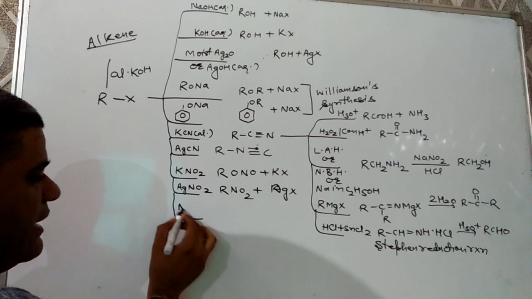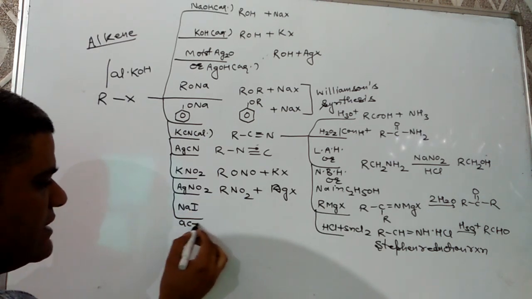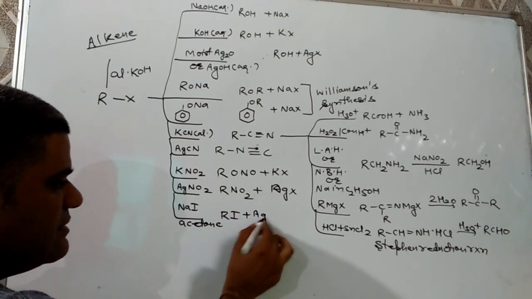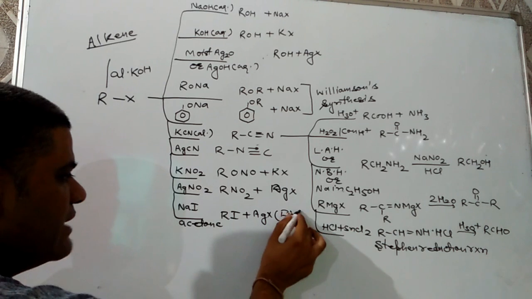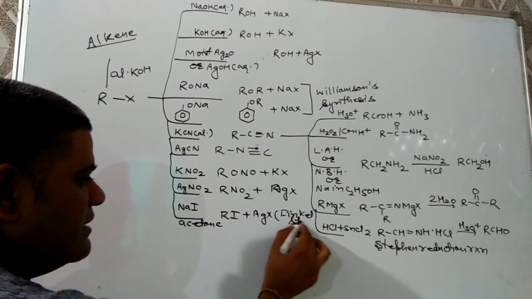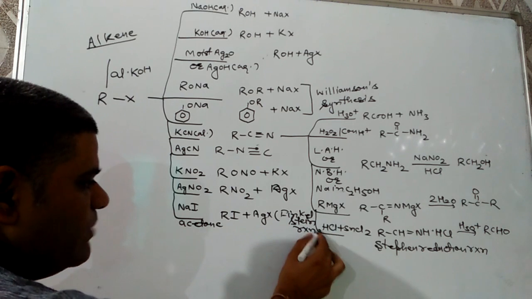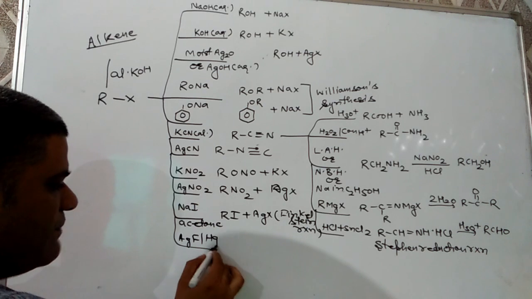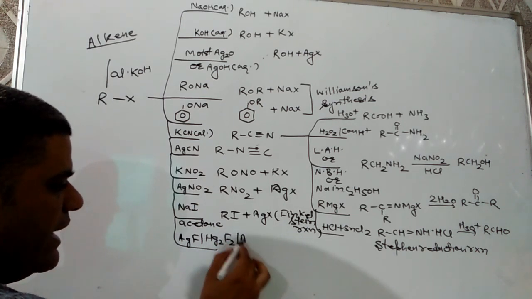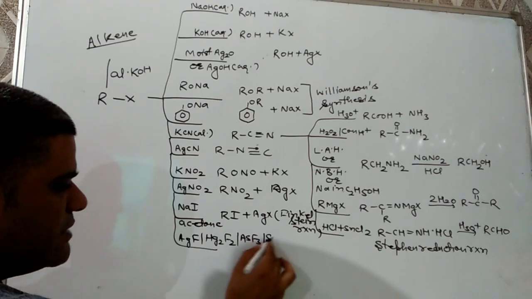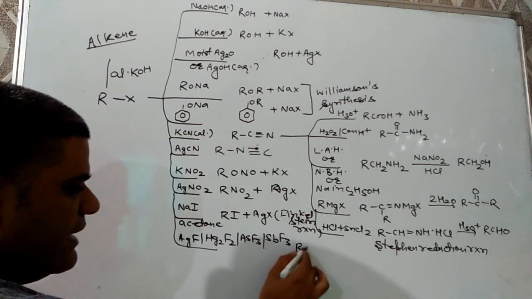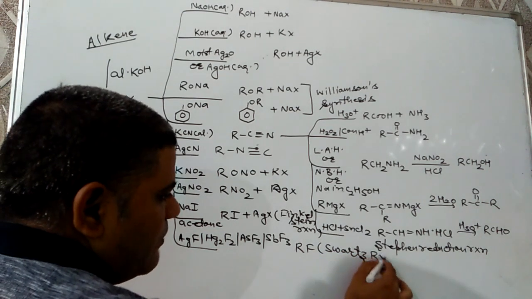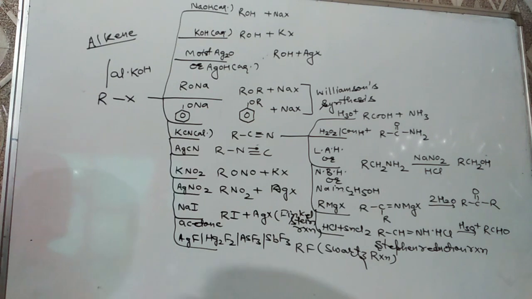Next, if NaI is added in presence of acetone, then we will get RI plus NaX, and this reaction is known as Finkelstein reaction. Halide exchange takes place by SN2 mechanism. And if AgF, Hg2F2, AsF3 or SbF3 is added to it, then we will get fluoroalkane, and that reaction is known as Swarts reaction. This table is very important, so be careful while studying it.